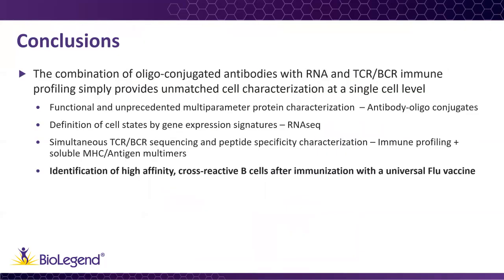Okay, so in conclusion, the use of oligo-conjugated antibodies with RNA and TCR or BCR profiling provides an unmatched characterization of these cells at the single-cell level. This encompasses unprecedented protein characterization with TotalSeq antibodies, better definition of cell states with a combination of RNA and protein expression, as well as T or B cell receptor sequencing correlated with antigen recognition.